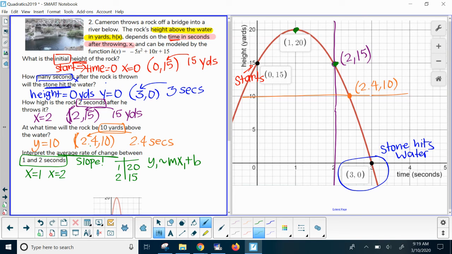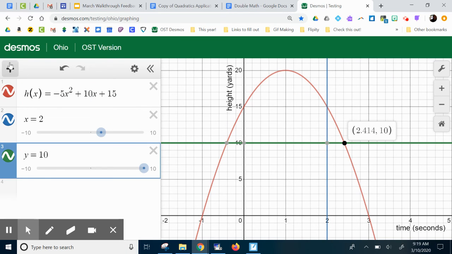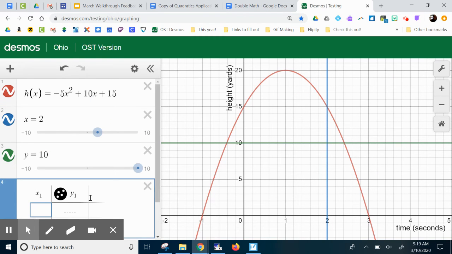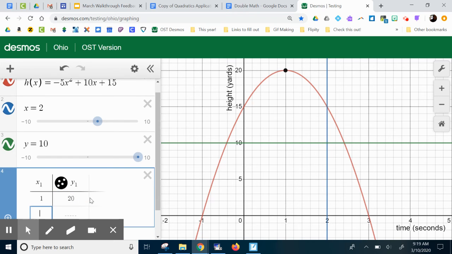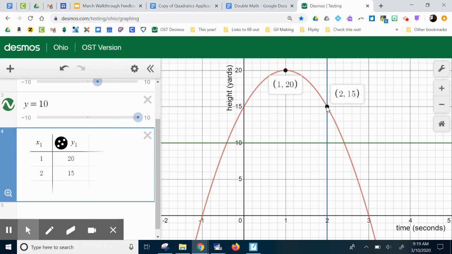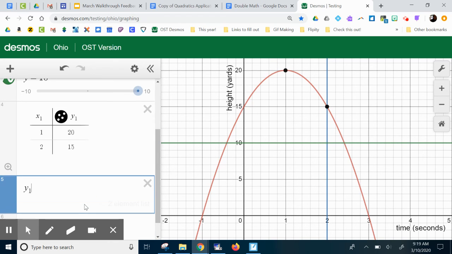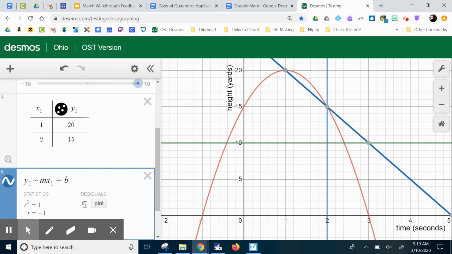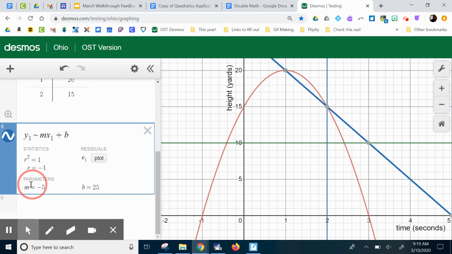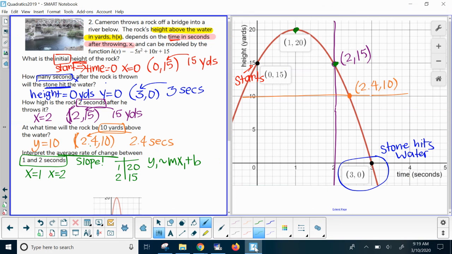And so if I type that into Desmos, I've got (1, 20), (2, 15). You could see they lay right where I said they were going to lay. Okay. And our cheat code. Our slope then is -5.